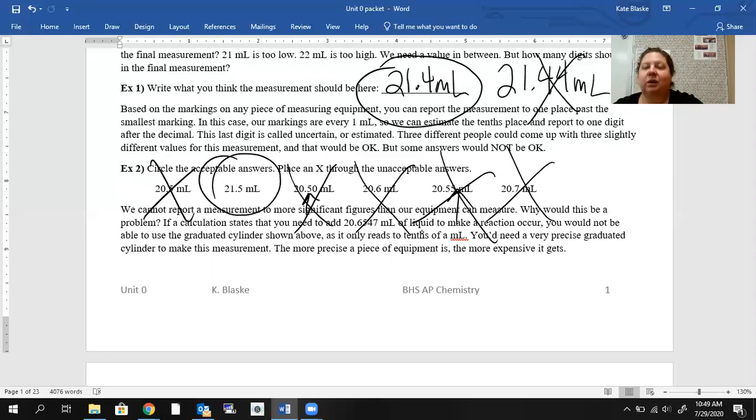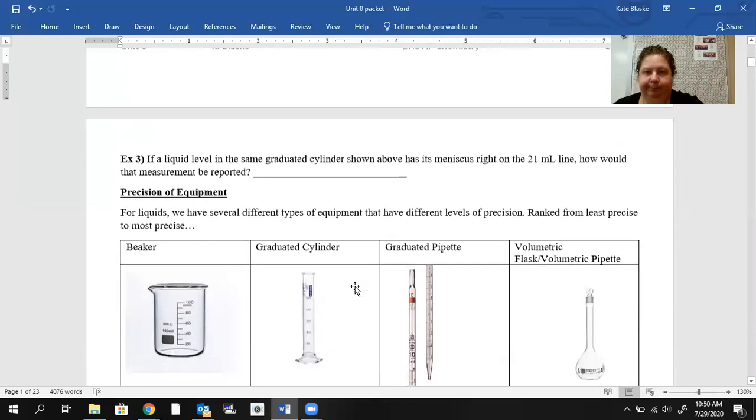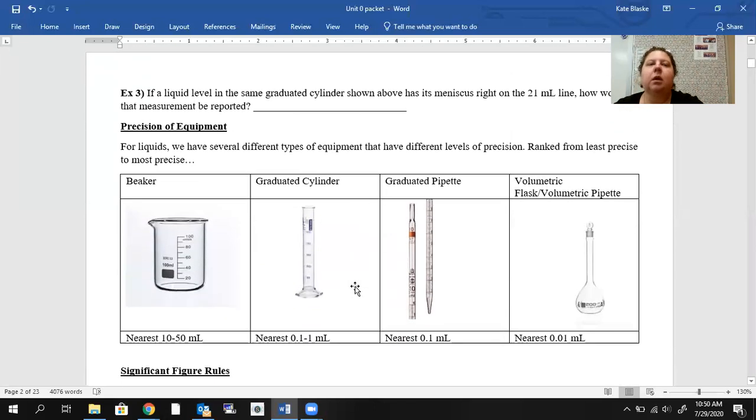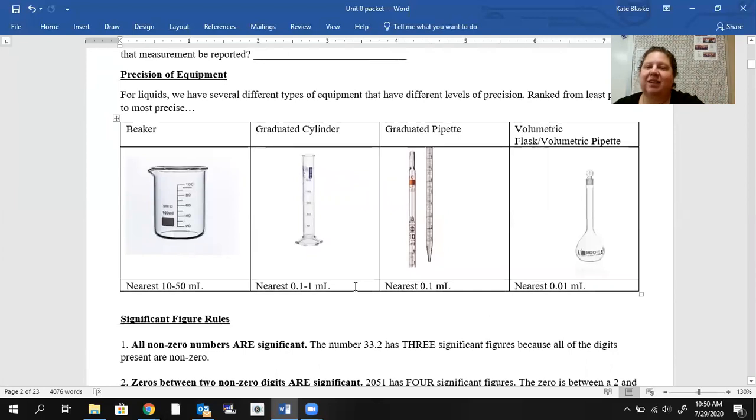If we had a different graduated cylinder that had markings every 10th of a milliliter, then 2 decimal points, to the hundredths place, would be a possible measurement. So we really need to pay more attention to the accuracy and the precision of our equipment. Right? As we go through these videos, I might not hit everything in here. I know that you guys can read, so make sure that you're also reading through everything in here.